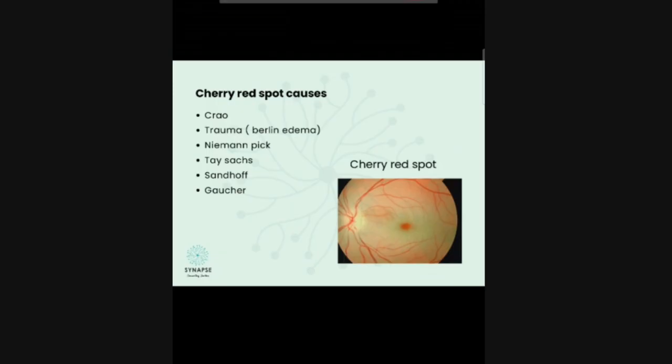Why should a cherry spot be seen? Everywhere in the retina you will have deposition of those gangliosides. GM1 gangliosidosis is a sphingolipidosis, a gangliosidosis. So that material will get deposited everywhere. The macula is a transparent area, and behind it you have the choroid. In the choroid you will have deposition, and the red layer of choroid will be just visible through this transparent macula. That is why we get this cherry spot.